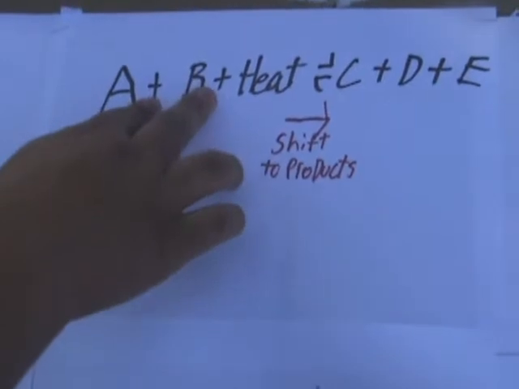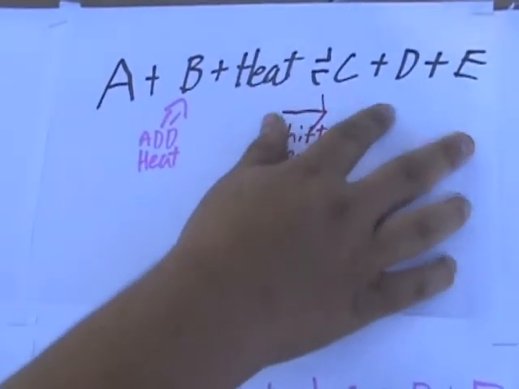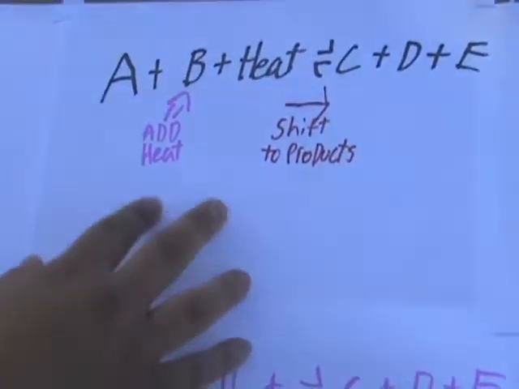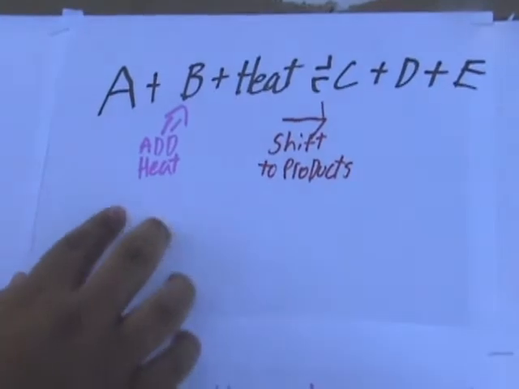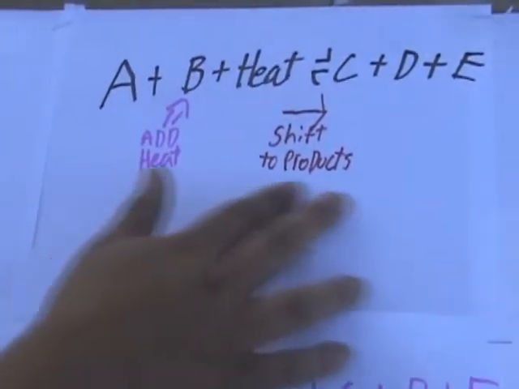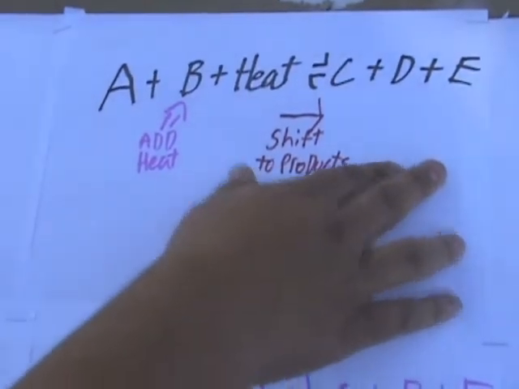In this equation, the reactants are A plus B plus heat, and the products are C plus D plus E. The reactants already have heat, which you can see, and if you add more heat on top of that, it shifts to the products, which don't have any heat, and the products are favored in this reaction.